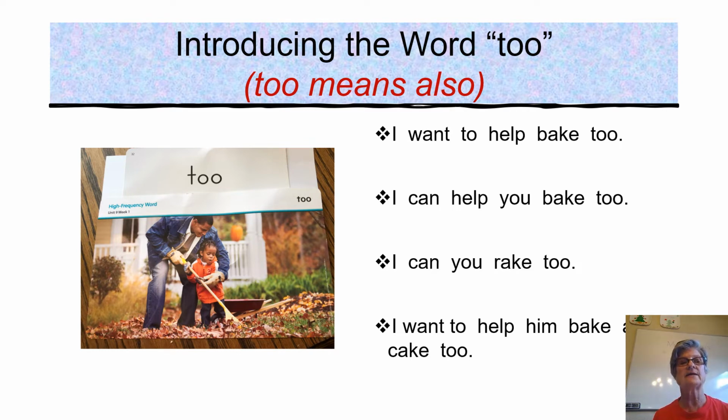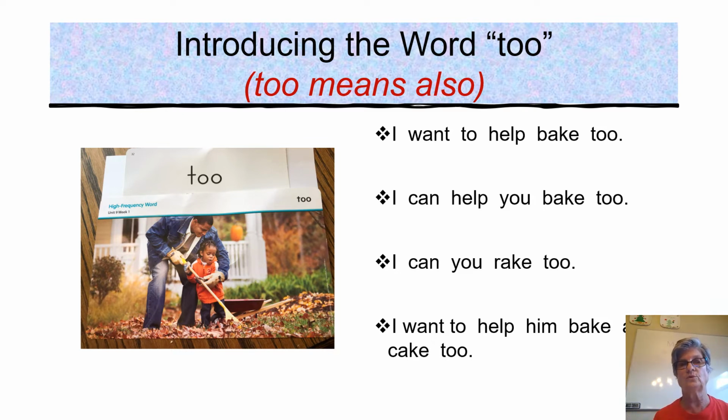Now we are in our next page and we're going to introduce the word too. Too is spelled T-O-O. Now we've already learned a different kind of to, which is just T-O, like I am going to the store. This kind of too means also. For example, I am going to the store too, or I am going to the store also.